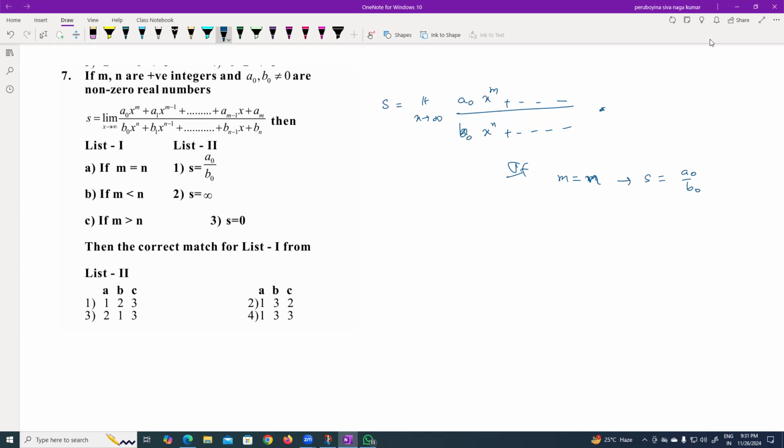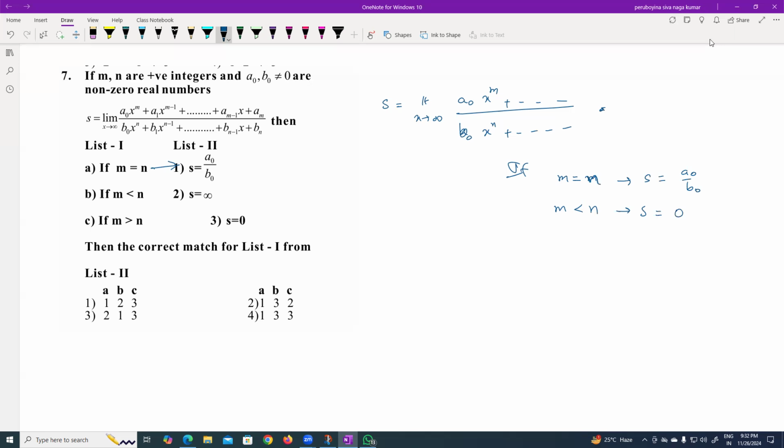So if m is equal to n, the answer is a naught by b naught. So option A is mapped with the first option in list 2. If m is smaller than n, that means n is the highest power, then the denominator is higher, and the answer will be 0.